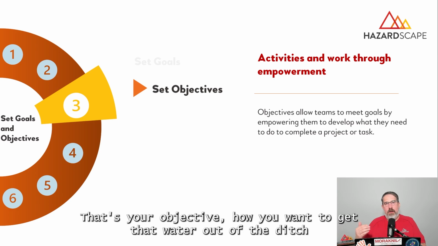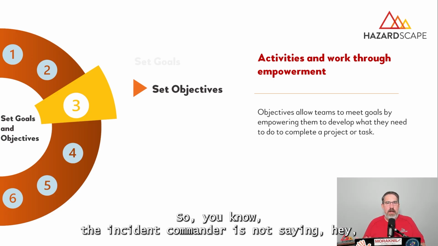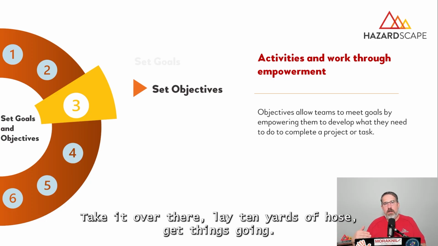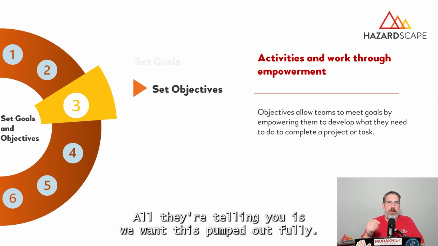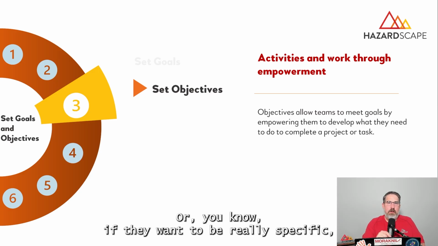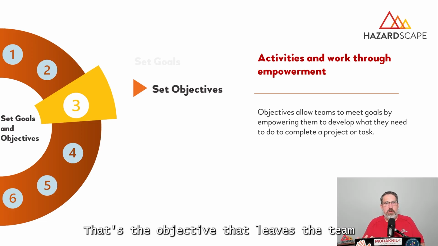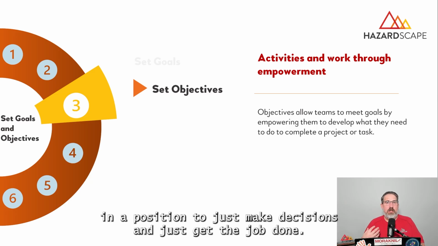How you want to get that water out of the ditch with the resources, personnel, and equipment you have is up to you. So, the incident commander is not saying, hey, go get this pump from this person at this staging area, take it over there, lay 10 yards of hose, get things going. They're not telling you that. All they're telling you is we want this pumped out fully, or, if they want to be really specific, we want 50% of that ditch pumped out by noon tomorrow. That's the objective. That leaves the team in a position to just make decisions and just get the job done.